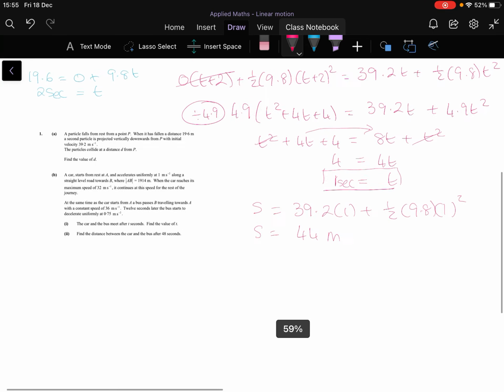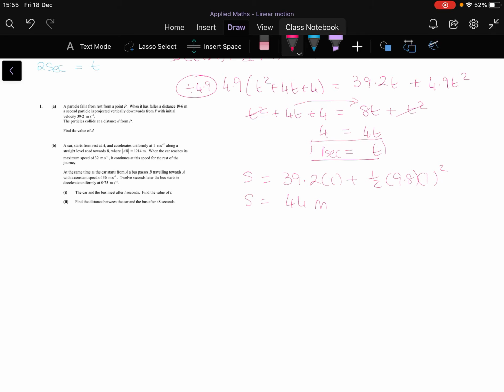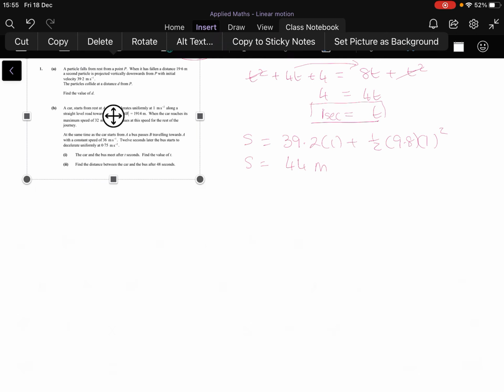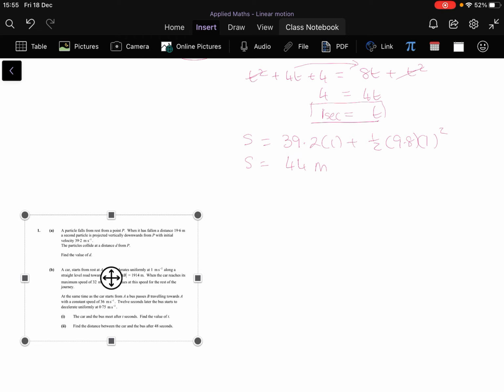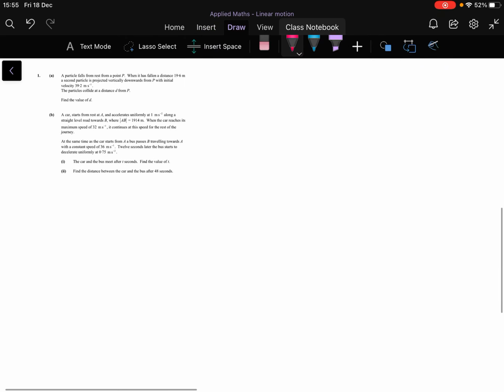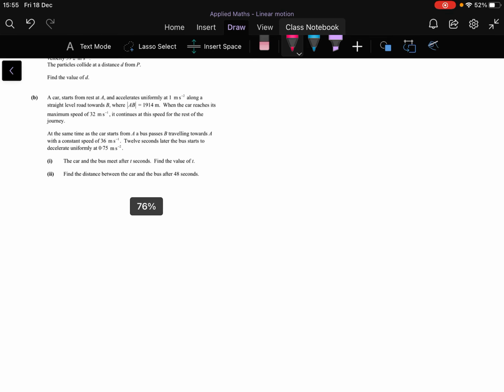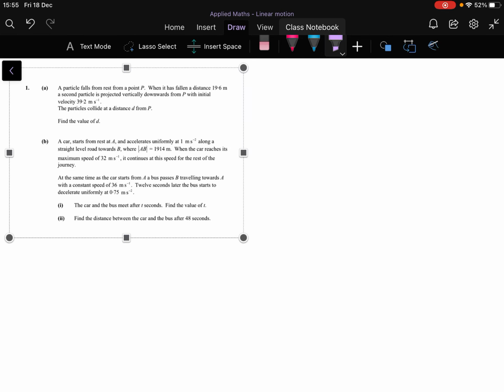The second question then, part B. I'm going to just move this down so we can start a bit further down with it. And we're just specifically looking at part B. So part B here, it says that we have a car that starts from rest at A and accelerates uniformly at 1 meter per second squared along a straight level road towards B, where AB is equal to 1,914 meters.